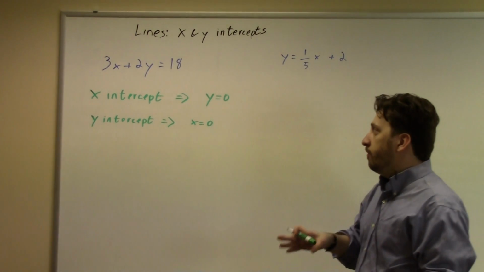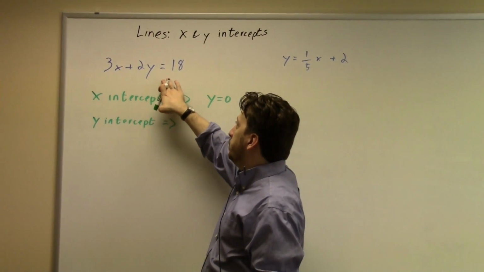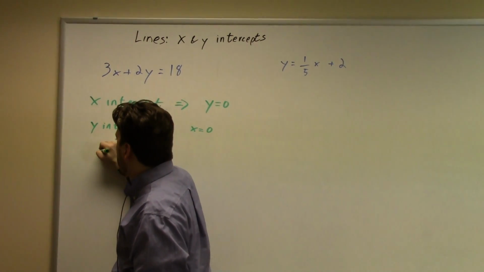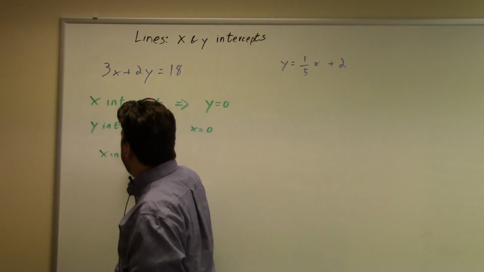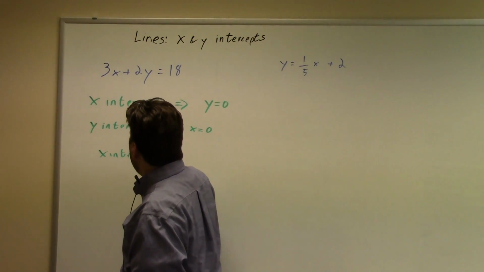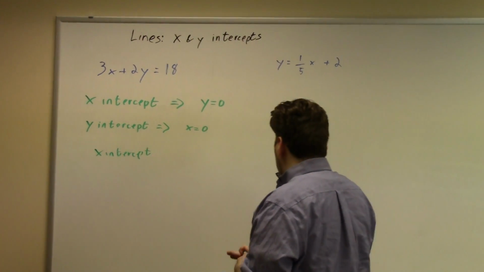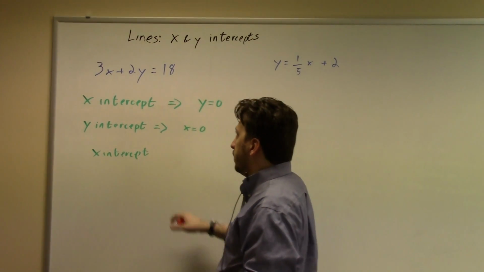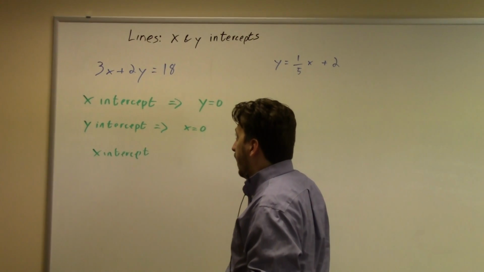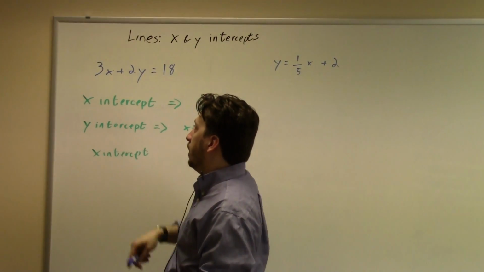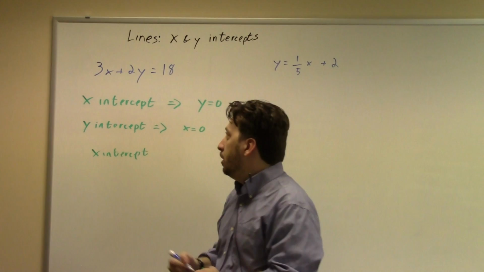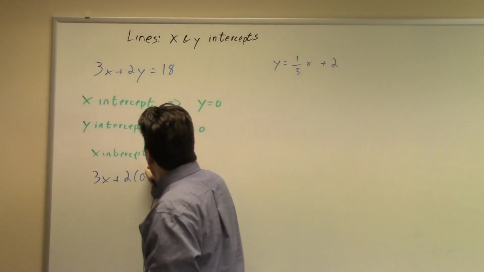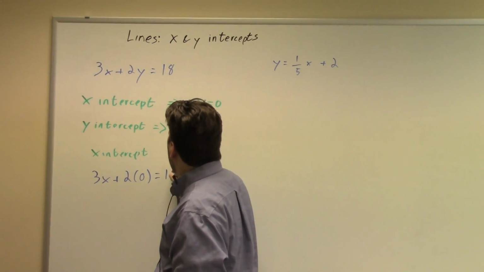So if we look at our first example here, we have 3x plus 2y equals 18. If we're finding our x-intercept, now x-intercept means that our y value is going to be 0. So what we're going to do is we're going to take that equation and we're going to plug in 0 for y, and then we're going to find our value for x. So we're going to start off by just plugging in 0 for y.